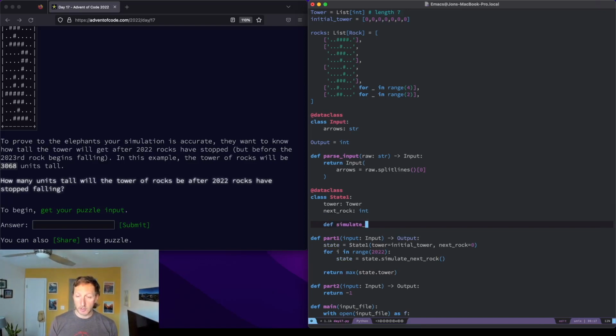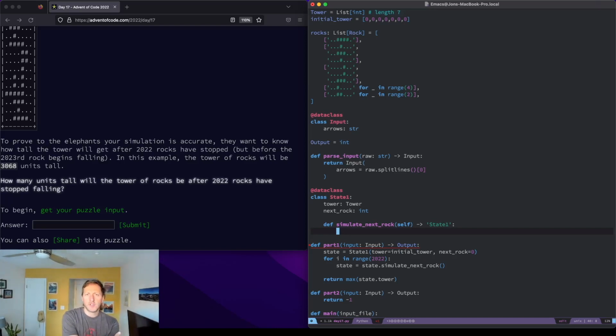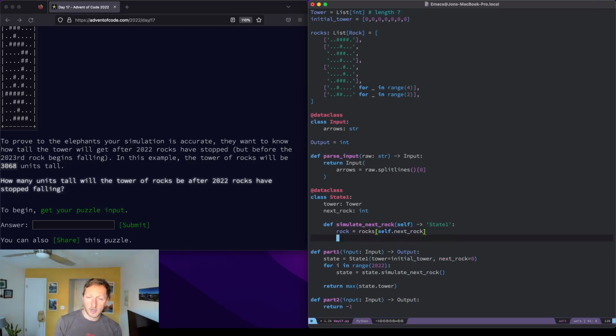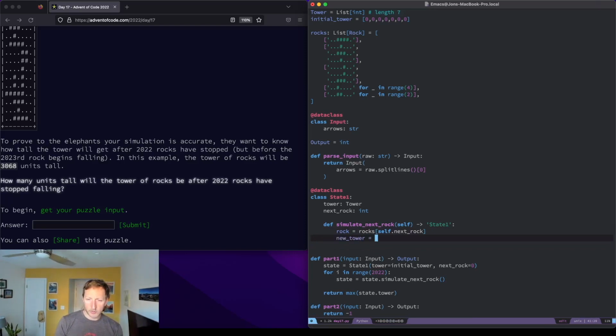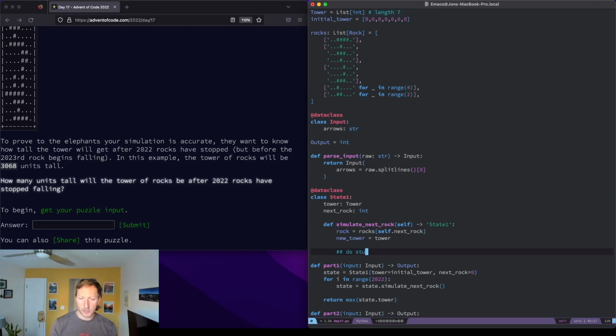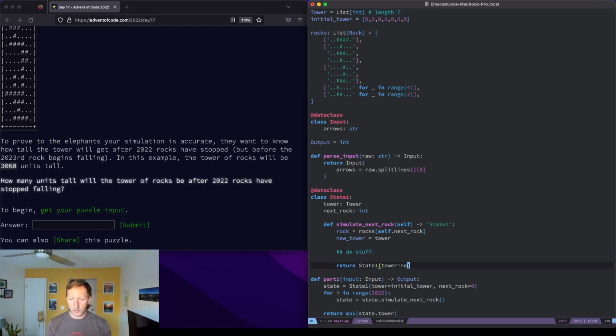So def simulate next rock, self, returns a state 1. Okay. So the rock equals rocks, self dot next rock. And we'll just say new tower equals tower, and we'll do stuff here, and then we'll return state 1 tower equals new tower, next rock equals self dot next rock plus 1 mod len of rocks. All right, so we got our return value.